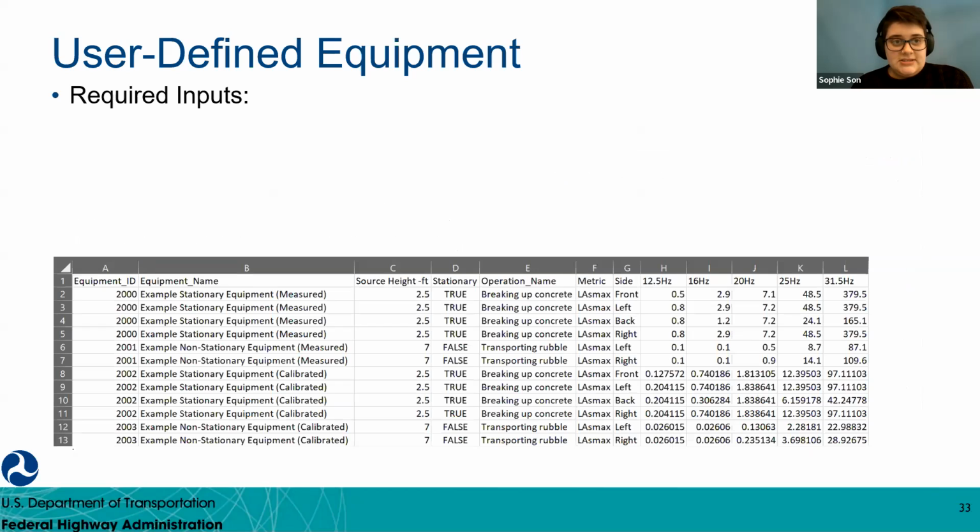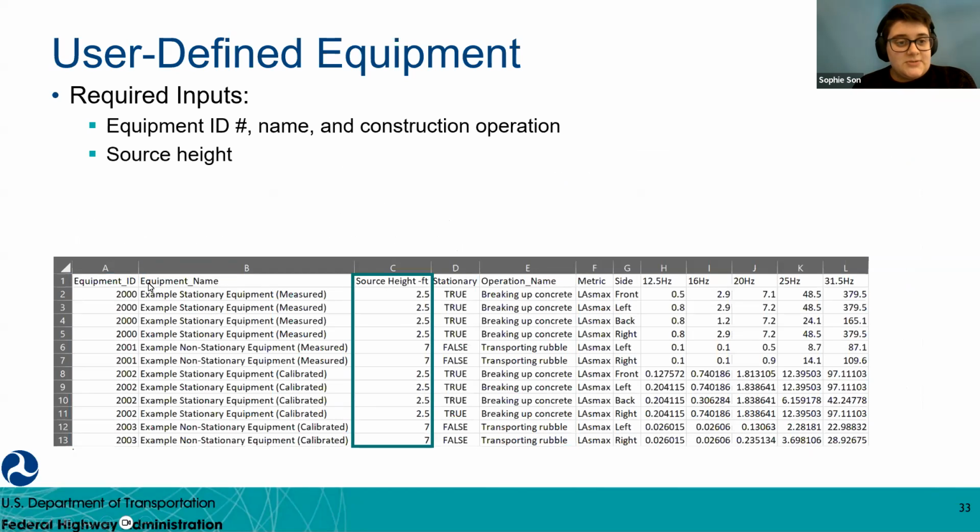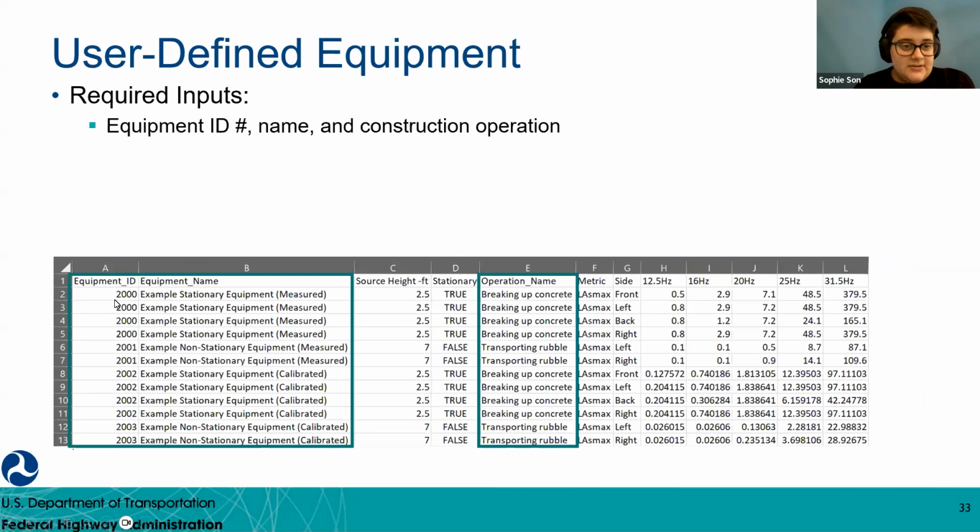So looking at the CSV file, there are these equipment ID, equipment name, and operation name fields that are repeated for multiple rows for each equipment object. This is a stationary object, so it's repeated 4 times for the front, left, back, and right spectra. The ID field here must be unique. So you'll see here I chose 2000 through 2003 to define 4 different equipment objects. As you define your own, you need to make sure you're not repeating any of these numbers.